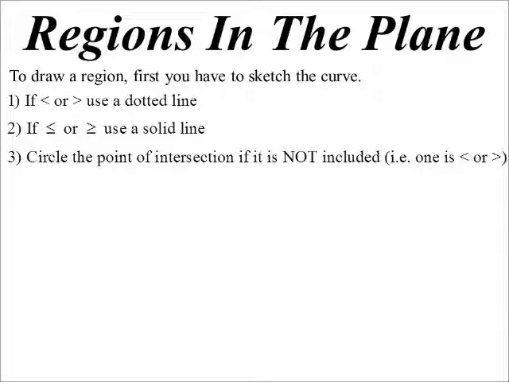Now the points of intersection. We should circle the point of intersection and leave it unshaded if it's not included. The only time it will be included is if two solid lines meet, because it has to satisfy both of the boundaries. So if you've got a dotted line coming in and meeting a solid line, then that point would not be included in both regions. So circle.